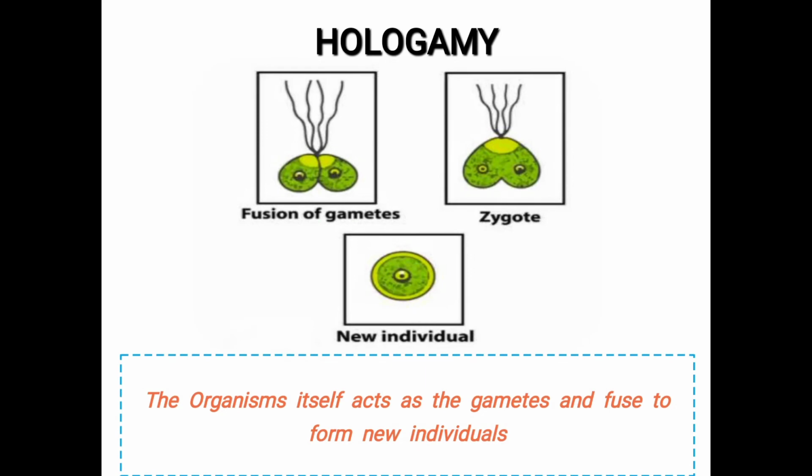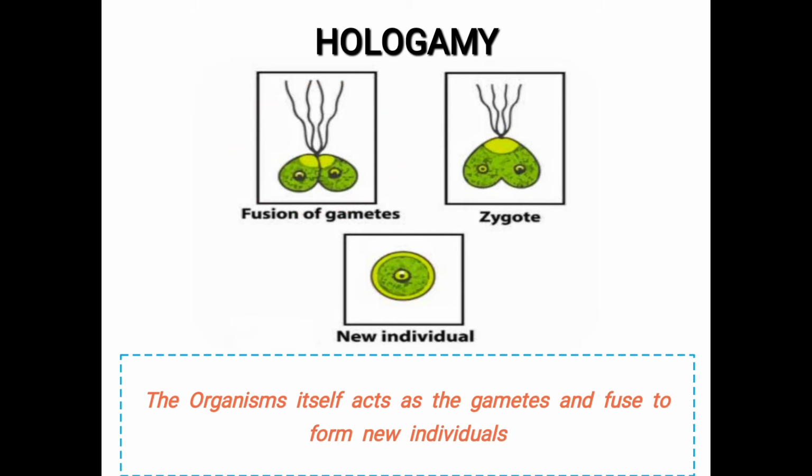What do you mean by this hologamy? The organism itself acts as a gamete and fuses to form the new individual. For example, take any yeast, or some other organism. In hologamy, you can take an example of Trichonympha. So here what happens? The organism itself will be acting as a gamete. There is no particular separate gamete in the organism.